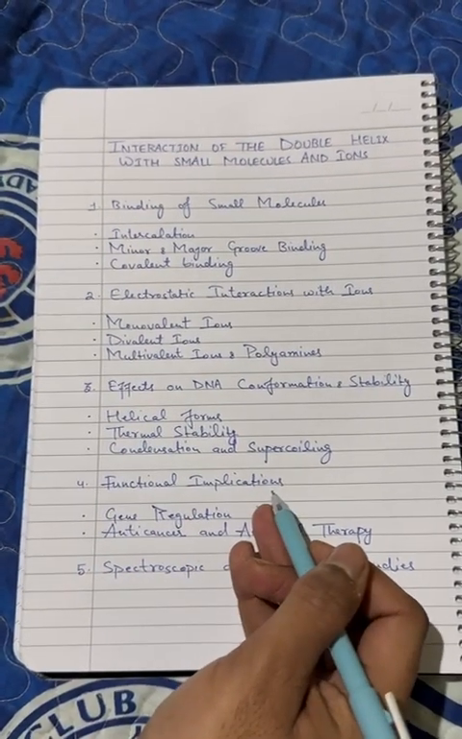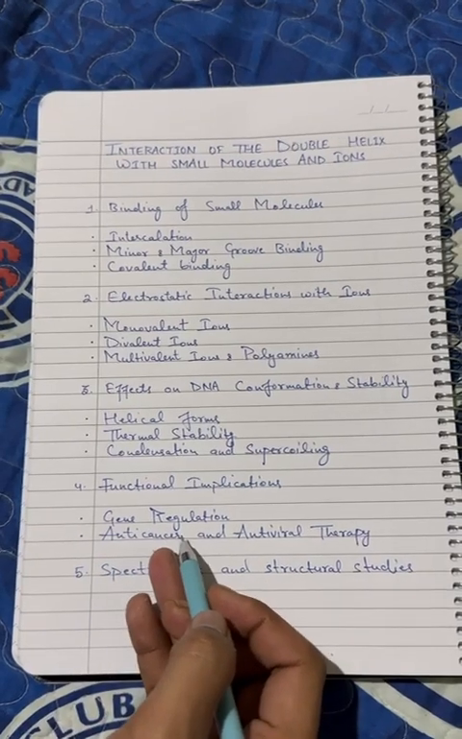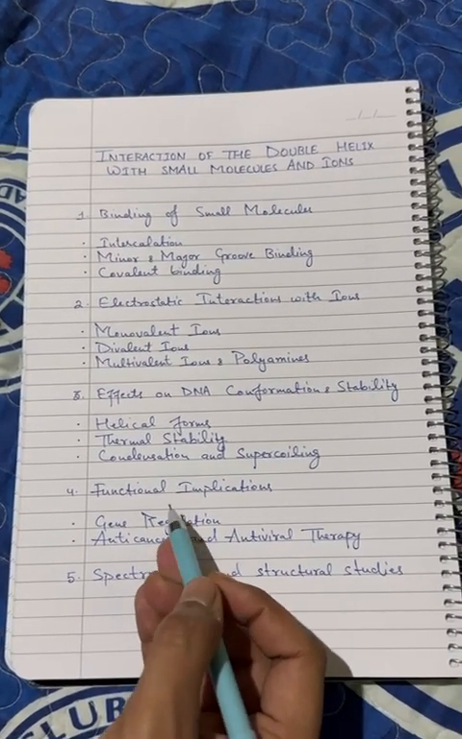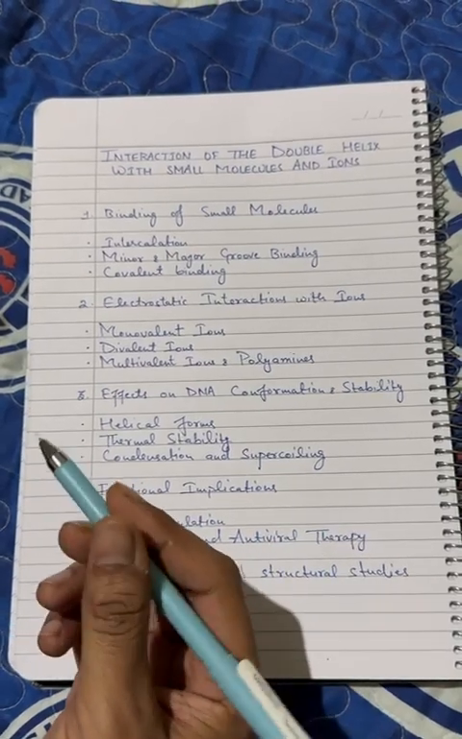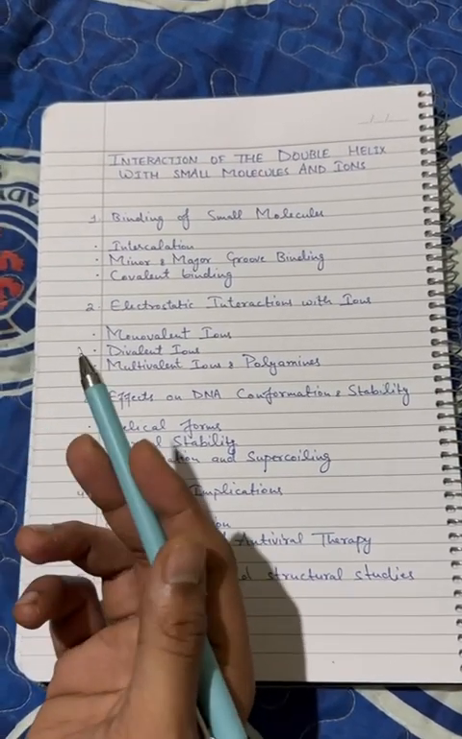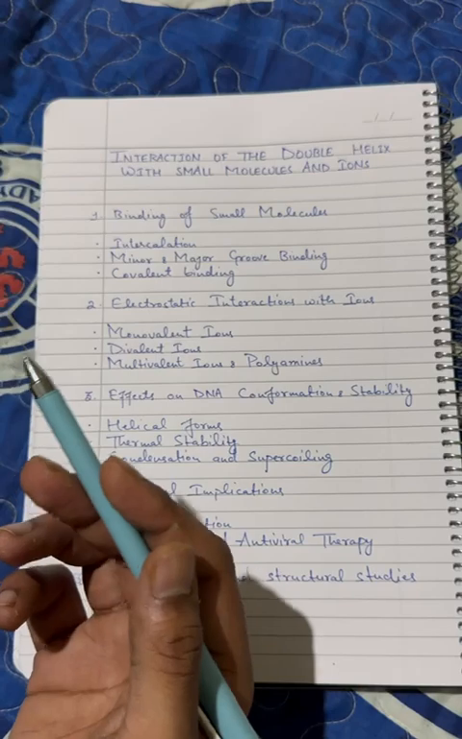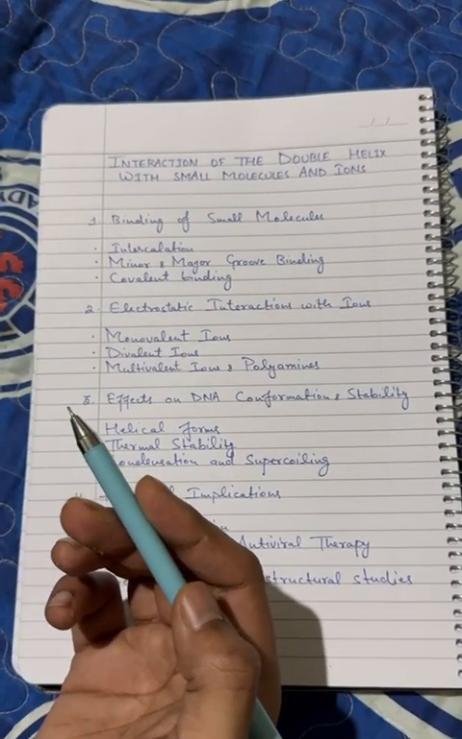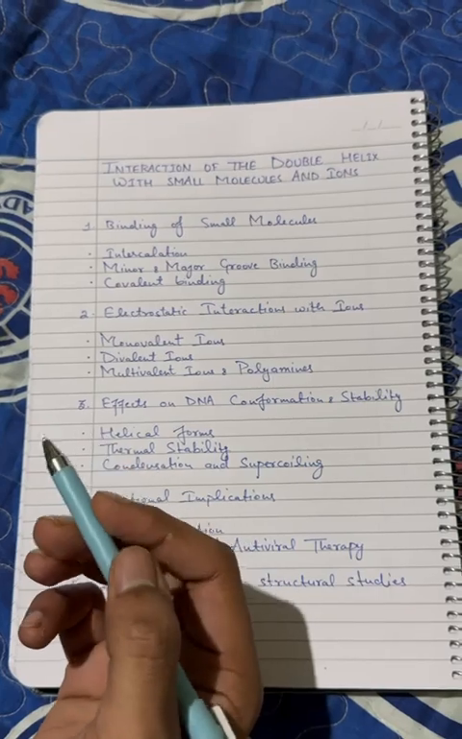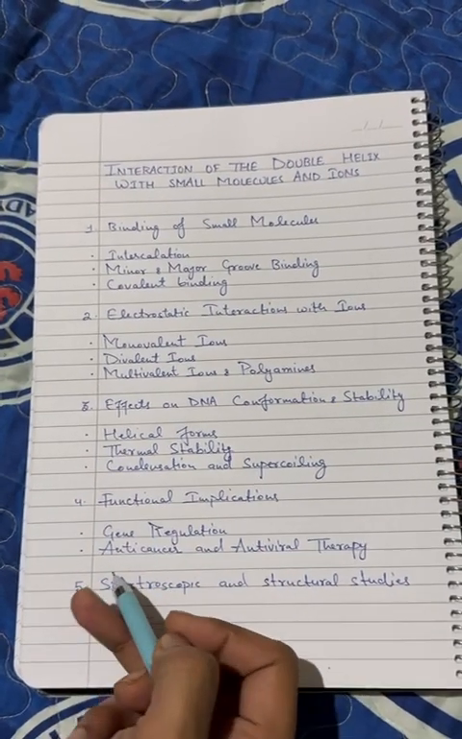Functional implications. Gene regulation. Some small molecules can selectively bind to promoter regions of specific DNA sequences, influencing gene expression. This mechanism is used by transcription factors, which interact with DNA to either upregulate or downregulate gene activity.